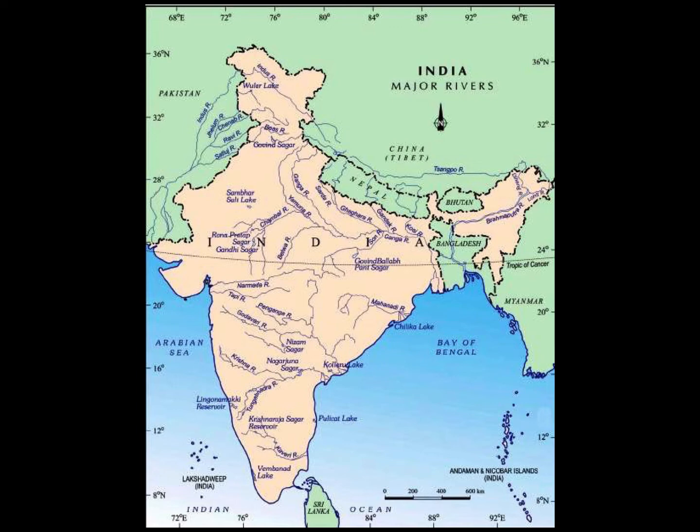In the northern plains you can see the Ganga river system. There are many tributaries of Ganga like Yamuna, Ken, Betwa, Son, Ghagra, Kosi, Gandak, etc.